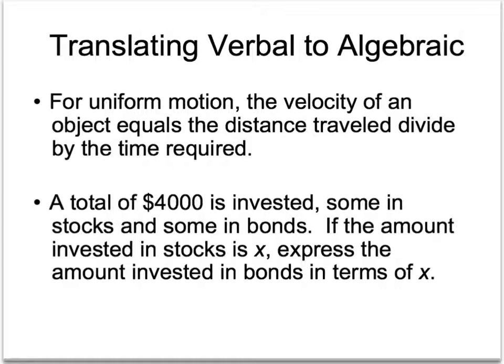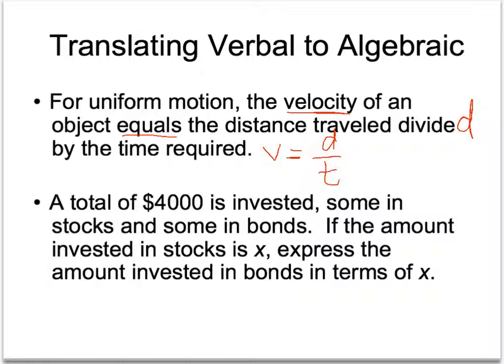And the first one is a uniform motion phrase. It says the velocity of an object equals the distance traveled divided by the time required. So I'm going to use a d for distance and a t for time. Distance divided by time.